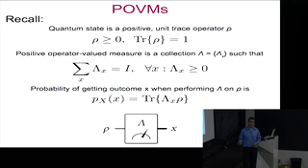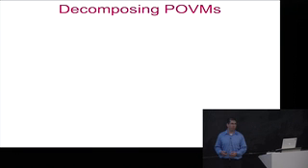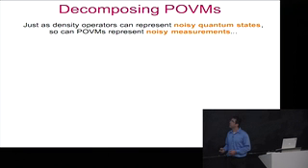Okay, and graphically, we may depict this in this way. This thin line denotes a quantum state. This is a box denoting the measurement, and the thick line is a classical outcome of the measurement, some random variable x. Okay, so now let's start thinking about how to decompose POVMs in a different way.